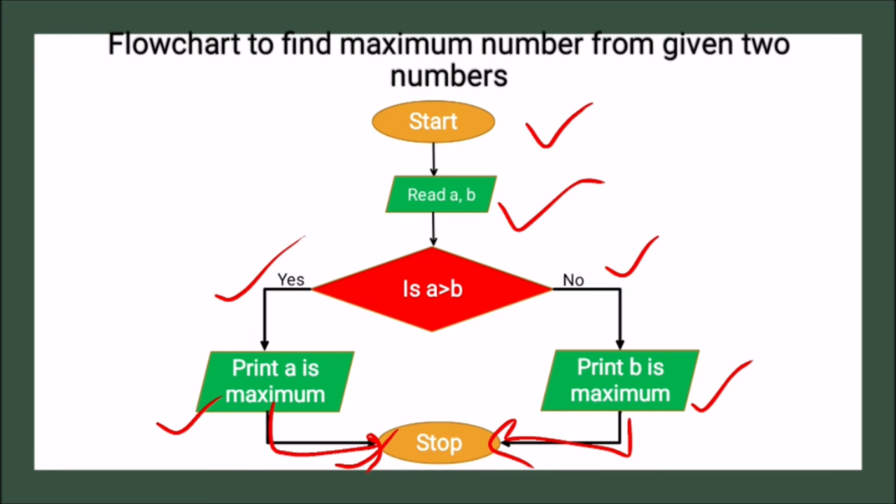So for example, A is 20 and B is 12. Is 20 greater than 12? Yes, then it goes in this flow, prints A is maximum and goes to stop. If A is 12 and B is 20, then what happens? A is not greater than B, so it goes to the no part, prints B is maximum and then finally goes to stop. So this is how you can make a flowchart for any problem. Okay, thank you.